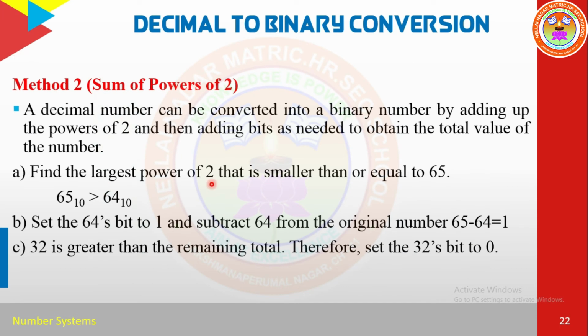The next method. So first method, repeated division by 2 method, is over. The next method is the sum of powers of 2 method. Sum of powers of 2 method.